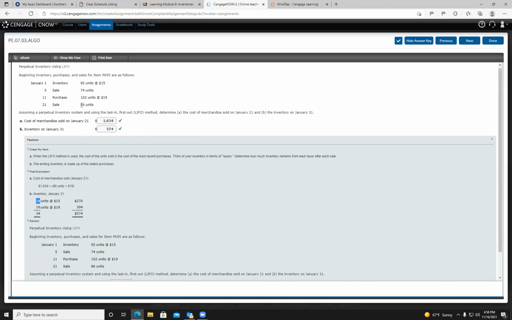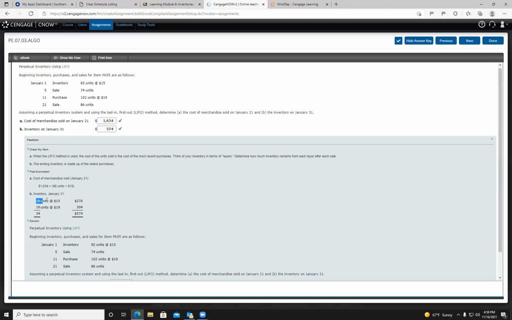Now, we already know that on the January 21st transaction, all 86 units sold came out of this inventory because it's LIFO, last in, first out. The last items purchased are the items that are sold first. So we know all 86 units of this sales transaction came out of the inventory that was purchased for $19 per unit. So we take 102 minus 86, and that leaves us with 16 units. So we had 18 units at a value of $15 left and 16 units at a value of $19 left.